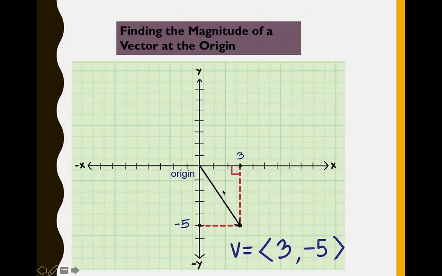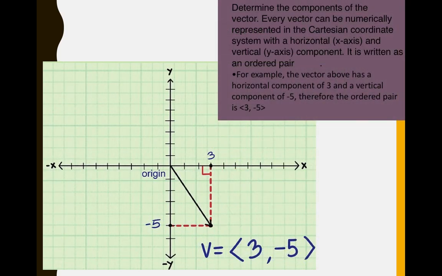Here, from the origin I have drawn the line. So (3, -5): from the origin, the x coordinate is 3 and the y coordinate is -5, so it will come here. So I have joined it. Now we are going to find the magnitude of a vector at the origin.